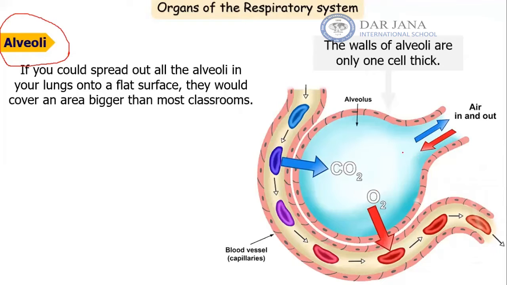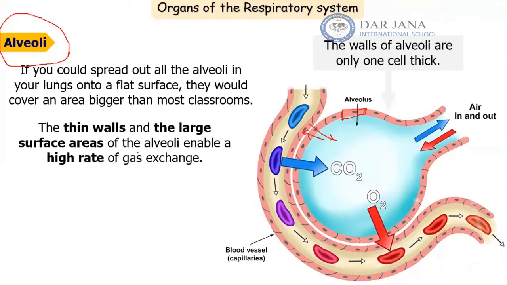Now, this is an alveolus. As you can see, the walls of the alveolus are very thin. Actually, the walls of the alveoli are only one cell thick. And since they are thin, it will make the exchange process easier, right? Also, the alveoli have a very large surface area. If you were to expand all the alveoli into a flat surface, you would have an area that is bigger than most classrooms. So as we said, the alveoli have a very thin wall and a very large surface area. And that, of course, will enable the gas exchange to happen at a faster rate.